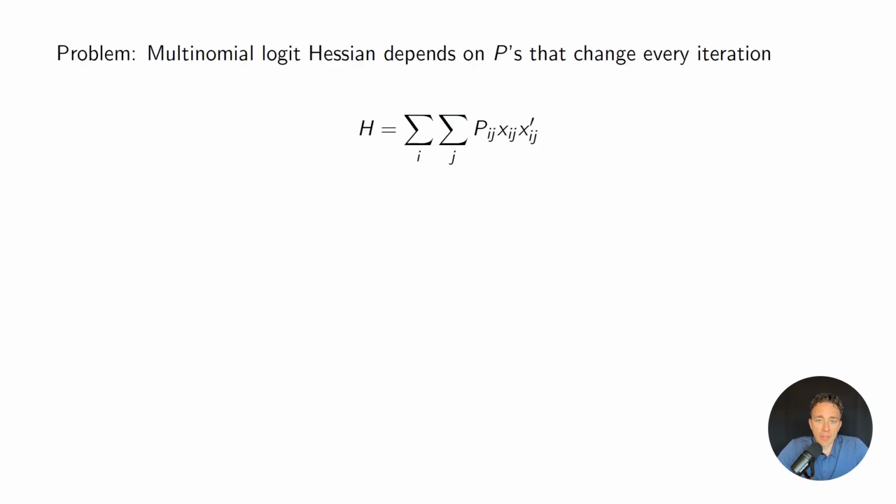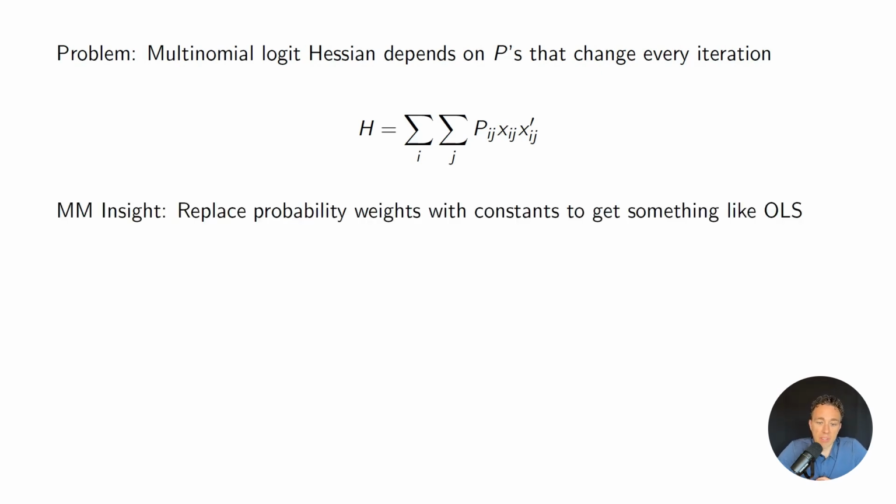So if we go back to Newton's method, the real problem is that the Hessian of our log likelihood function for a logit model is a function of the choice probabilities, which themselves are a function of the parameters. And so these choice probabilities are changing every iteration. Whenever we change the value of our parameters, we have to go back and recompute that Hessian. And so that's going to slow things down. So the insight of the MM algorithm is that we can replace these probabilities that are weighting our Hessian with a constant. And this will give us something like an OLS variance-covariance matrix to form as our Hessian, and that will dramatically speed up this algorithm.